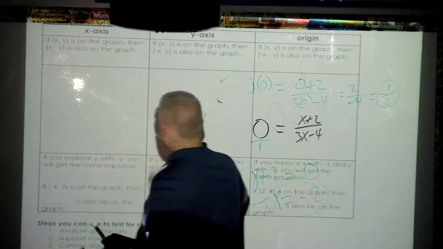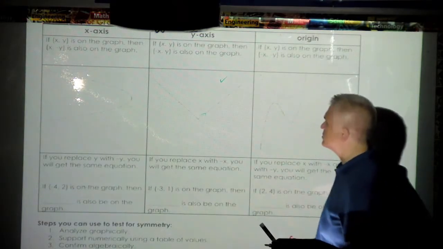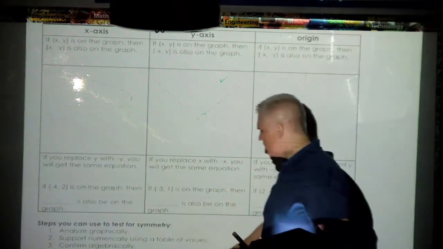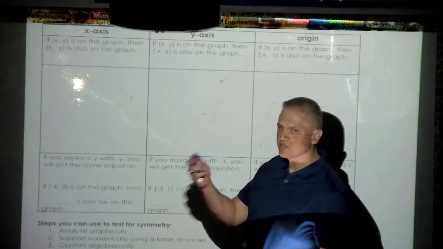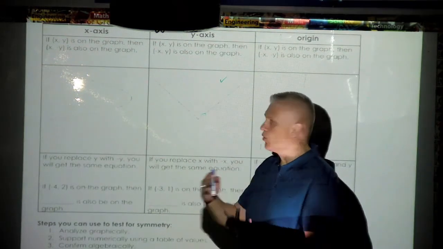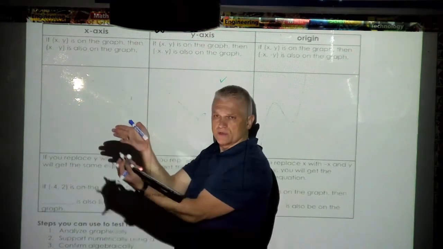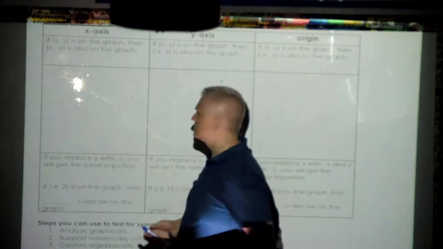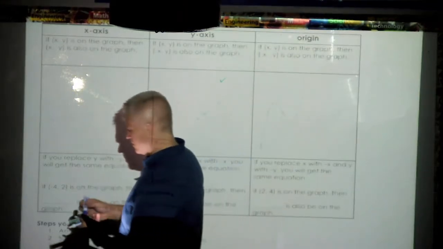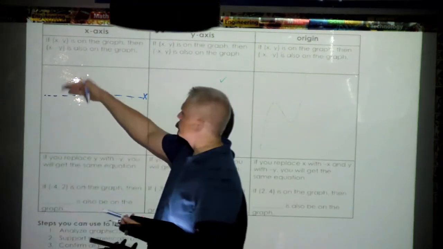Symmetry, which you worked on in geometry back in the day. You had line symmetry in geometry. So if something is symmetric to the x-axis, that means if you fold over the x-axis, the top half and the bottom half of the graph fold onto each other. So x-axis symmetry. If this is the x-axis, fold the top half, it goes to the bottom.